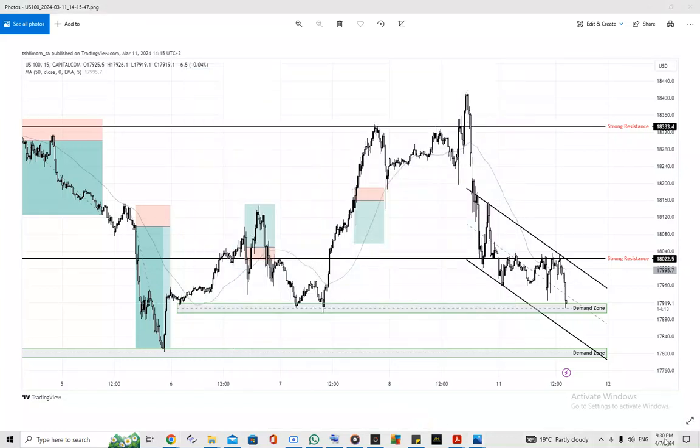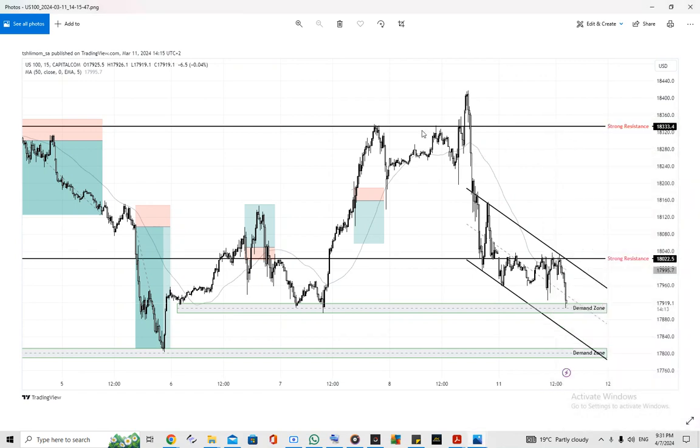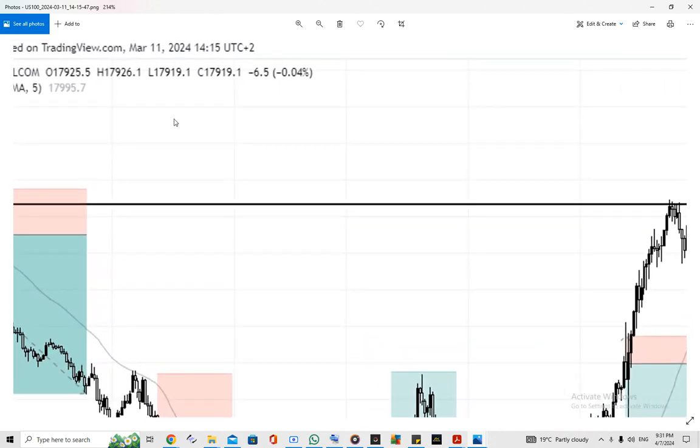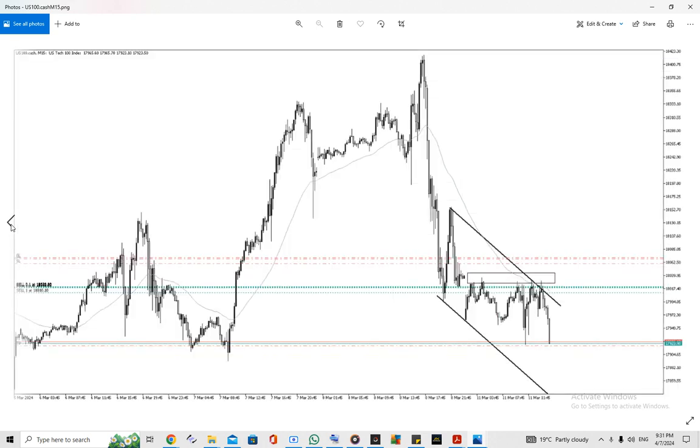So today we're going to be looking at the month of March. We are going to be looking at the week of the 11th until the 15th. As you can see, this is the chart from the 11th of March at quarter past 2. By this time already, the market was respecting this strong resistance heading down towards the demand zone. I was already in this trade.